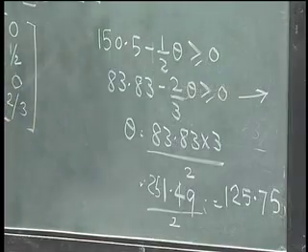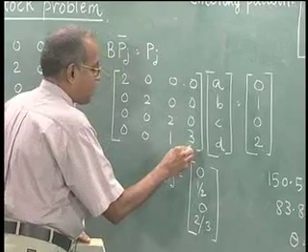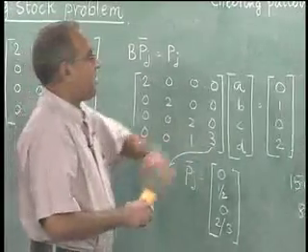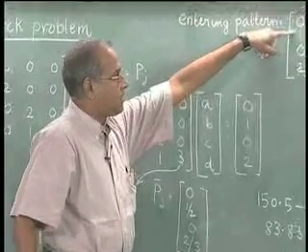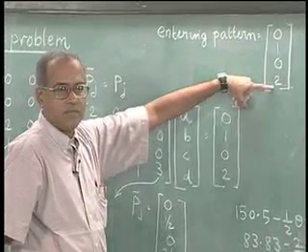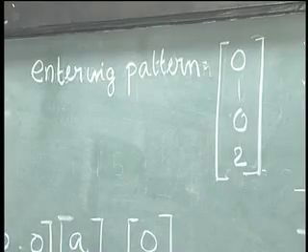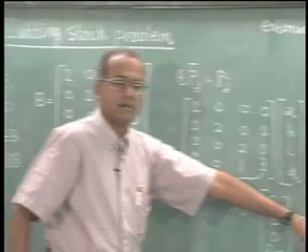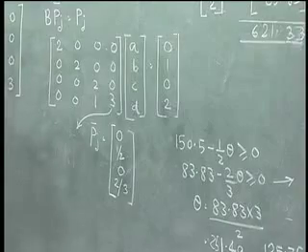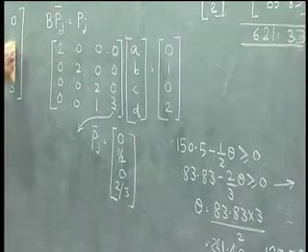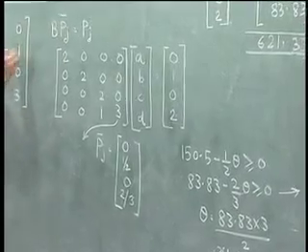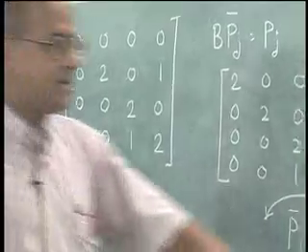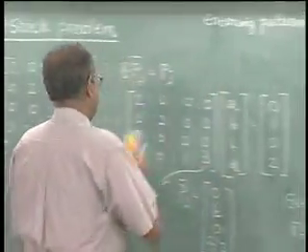The fourth one is the pattern that leaves. So, this is the pattern that leaves, and this pattern is going to be replaced by the pattern 0, 1, 0, 2. So, the new basis will now become the 0, 0, 0, 3, which is the last pattern, will be replaced by 0, 1, 0, 2 with theta equal to 125.75.